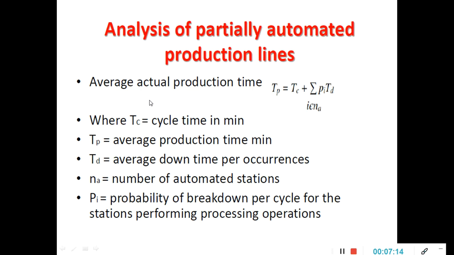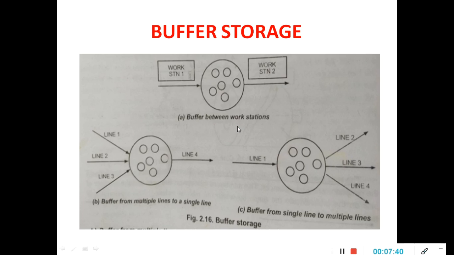So the analysis of partial automation is given by TP equals TC plus summation of PI into TD, where TC is the cycle time that we discussed in the last PPT, average production time is TP, and average downtime is TD. So with this we can achieve the average production time for the partially automated system.